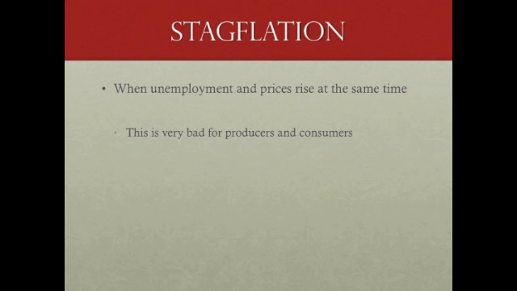The last little bullet we have to talk about today is called stagflation. Now stagflation is very bad. It is when you have unemployment and prices increasing at the same time. Now remember, with inflation, you had prices increasing, but unemployment decreasing. And then with deflation, you had prices decreasing and unemployment increasing. So what happens when unemployment and prices rise at the same time? You have what's called stagflation.